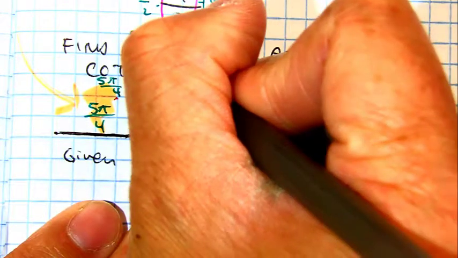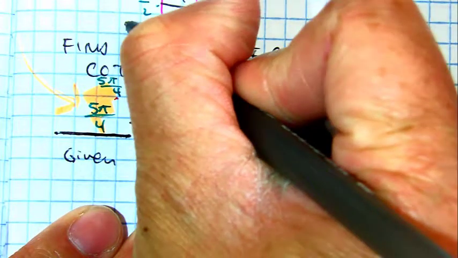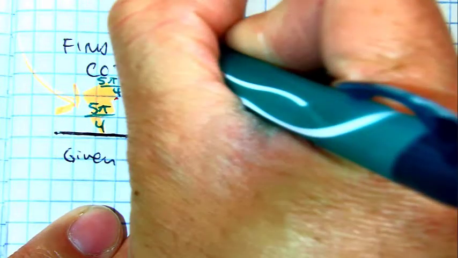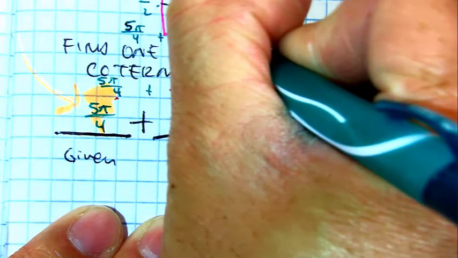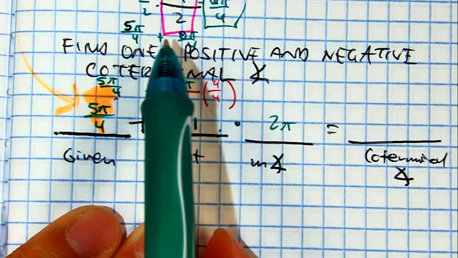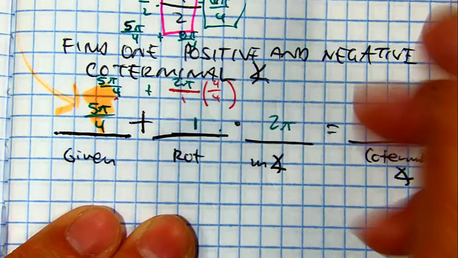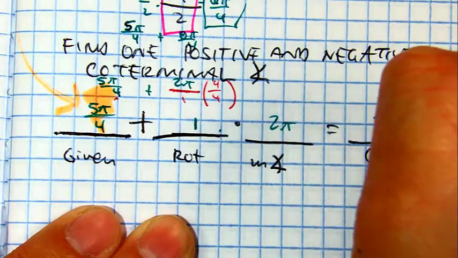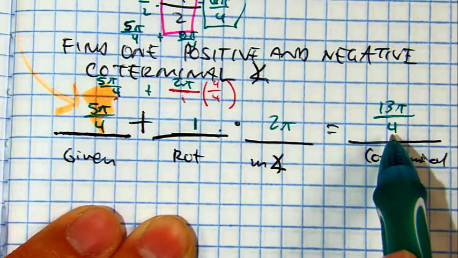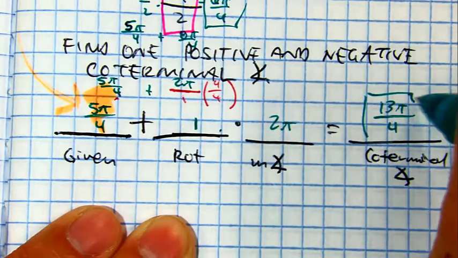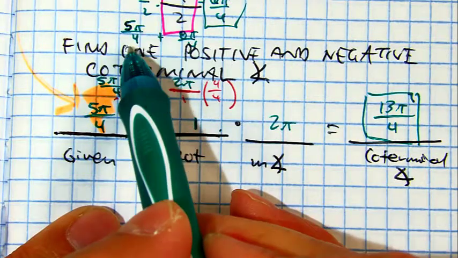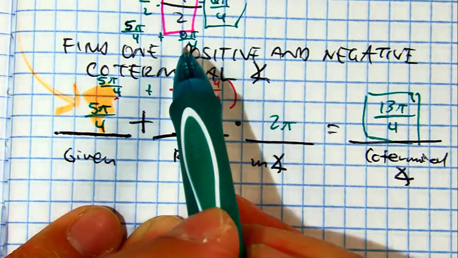So 5 pi over 4 plus 8 pi over 4. And in fractions, you just add the numerators. So 5 plus 8 gives me what? 13 pi over 4 is my coterminal angle that's positive. Now, pay attention. Pi, remember, is like a variable, like x. So you can think of this as 5/4 x plus 8/4 x. Okay?